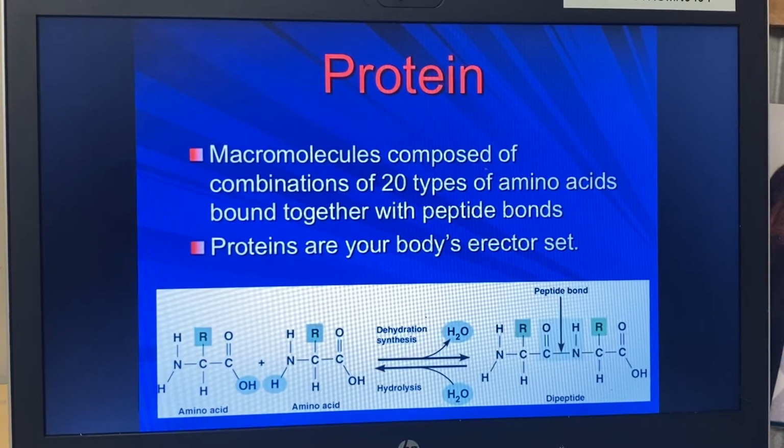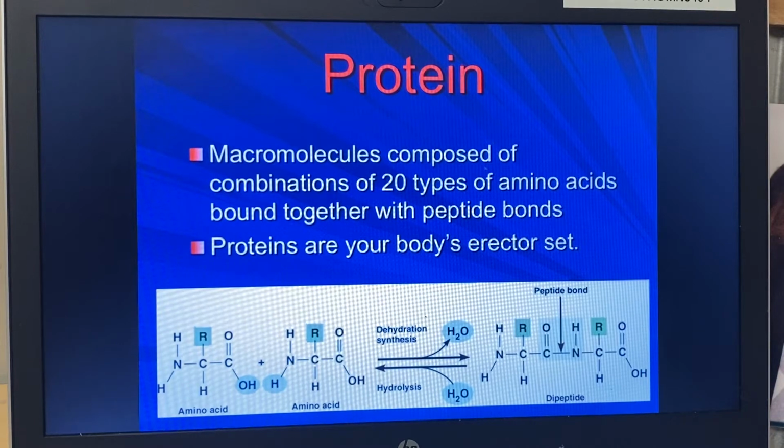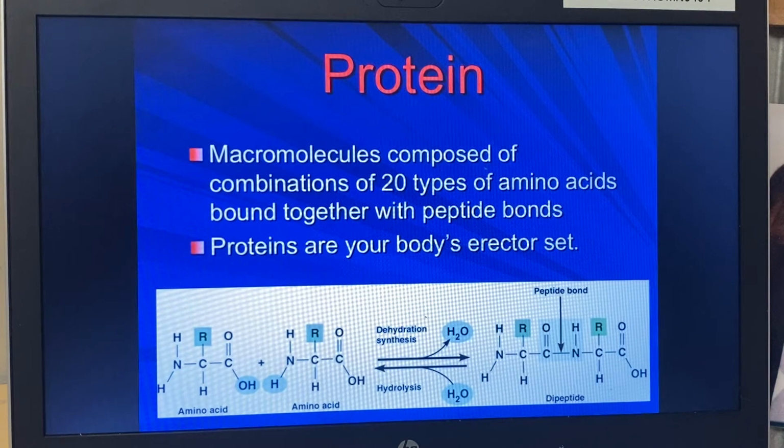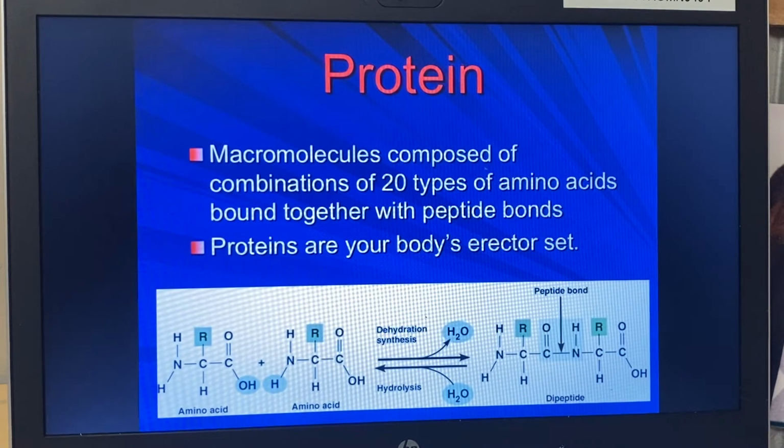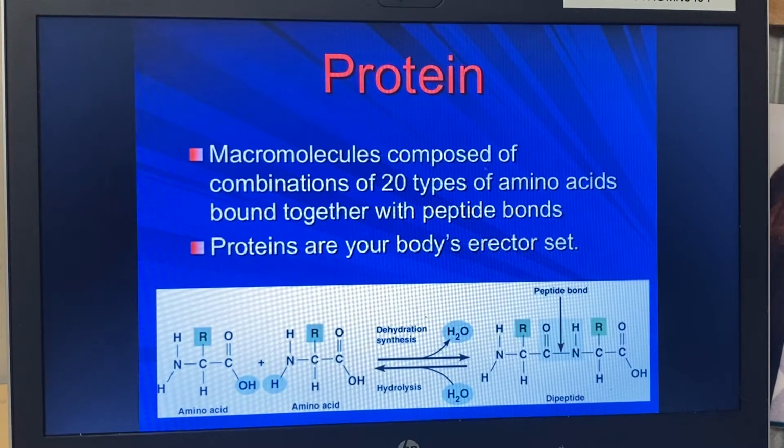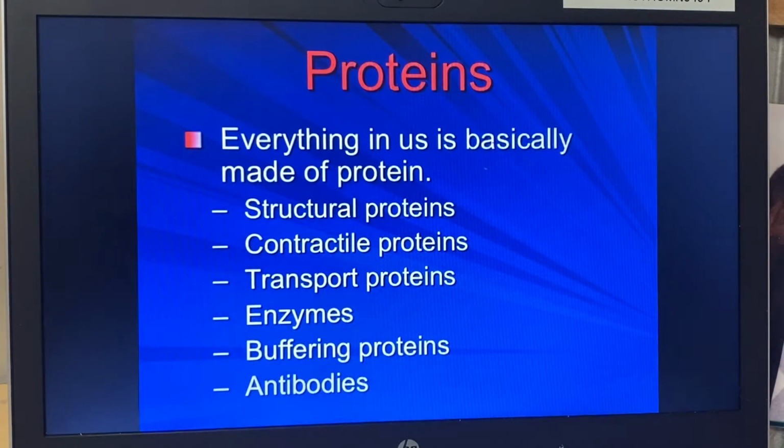is that proteins are the most numerous type of molecules in your cells, and they do the majority of the work in your cells. So, for example, if your cell needs a particular carbohydrate, you have proteins that will make that carbohydrate. If you need a particular lipid, you have proteins that will make that lipid for you. Okay, so there's lots of different kinds of proteins, and they really do the majority of work in your cells. So they're really, really important. So pretty much everything in us is basically made of protein.